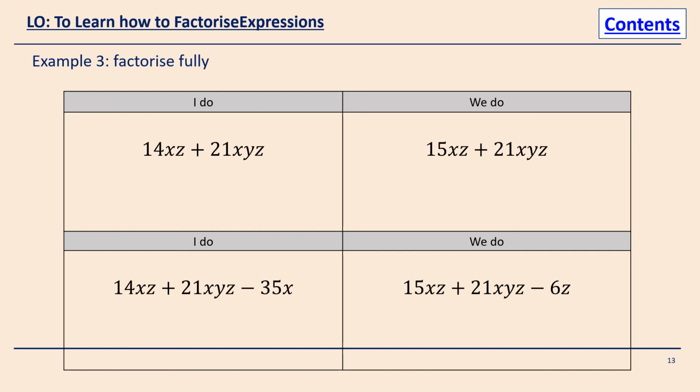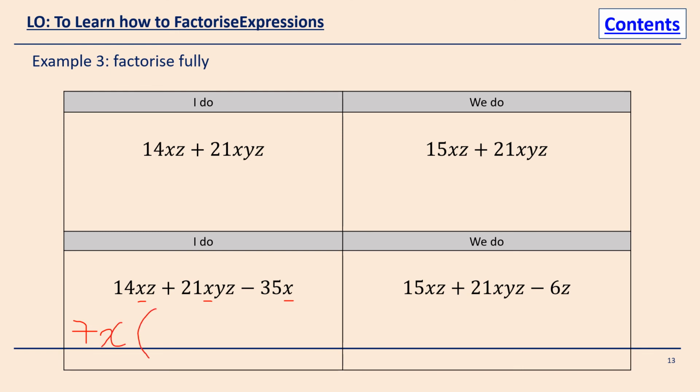So let's have a look at this one. We've just done this one before. Let's have a look at the one at the bottom. 14, 21, 35. Well, 7 goes in all of them. So I'll have 7 on the outside. I have x in all of them. So I'm going to have x to the outside.